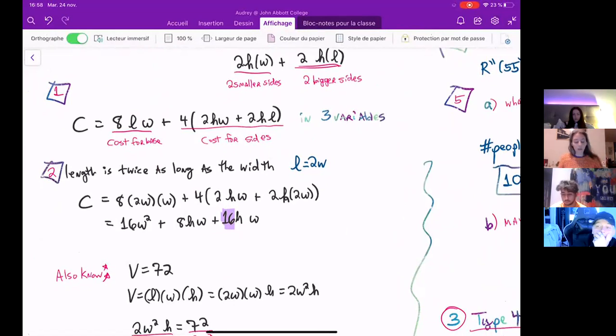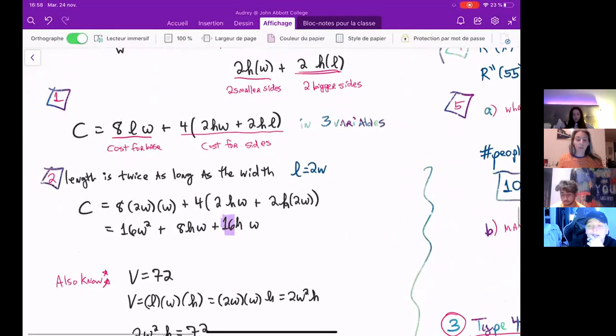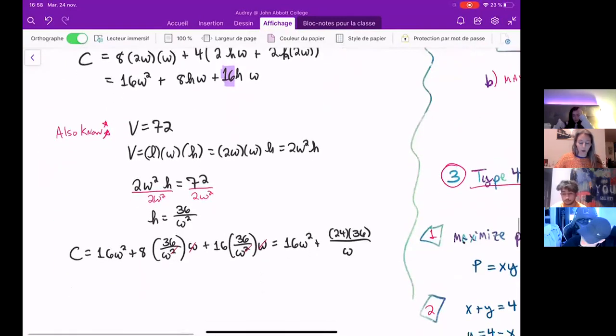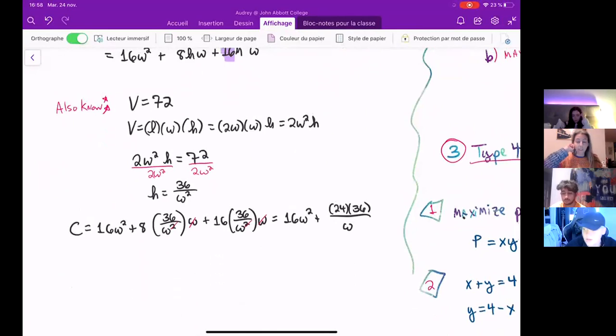The first thing was that the length was twice as long as the width. So in other words, I know immediately that my L is 2W, and that's not really challenging. I can just replace the L with 2W. But the next thing that we know is that the volume is equal to 72. So in that way, I was able to replace my H with something in terms of W. And now I have this cost function in terms of just 1 variable.